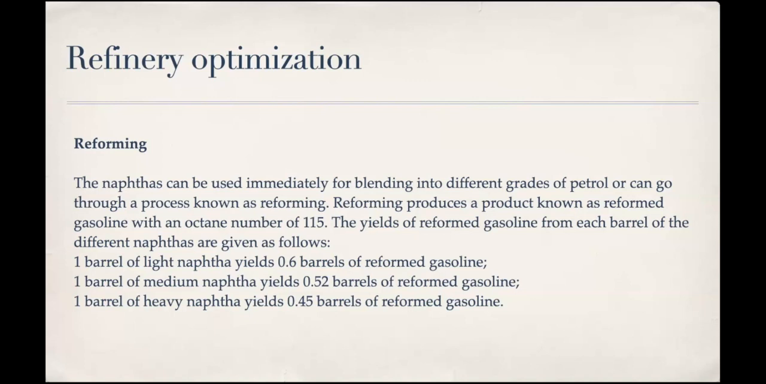So if you reform it, this process, reforming, produces a product known as reformed gasoline. Okay? And reformed gasoline has an octane number of 115. Okay?